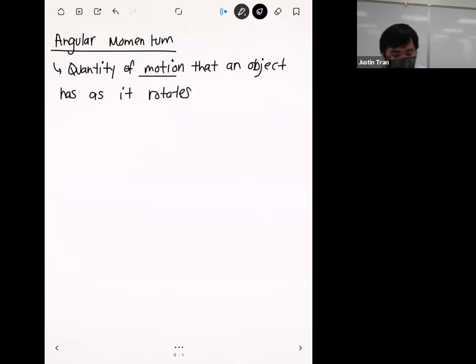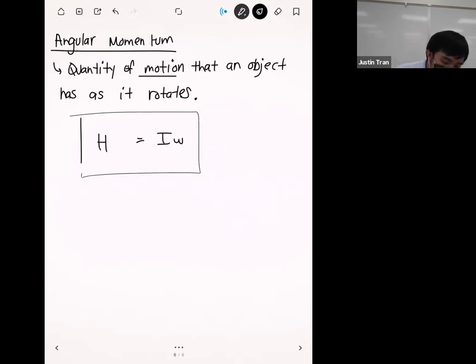Okay. And the key here is that it's a quantity of motion. Okay. All right. And so its definition is very similar to the linear momentum definition. Okay. And so we're going to take a product of the quantity of inertia, okay, multiplied by the quantity of velocity. Okay. And so for linear momentum, remember that was the product of mass times velocity, right? So that's how we compute linear momentum. But for angular momentum, we're going to take the product of moment of inertia and the angular velocity, okay? And the symbol that we usually give for angular momentum is h. Okay, so this h here is angular momentum.